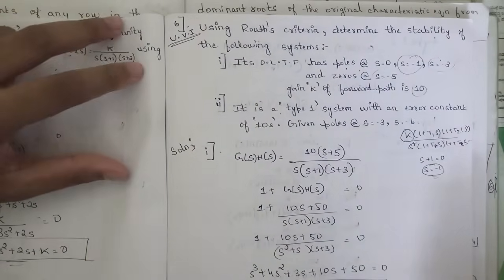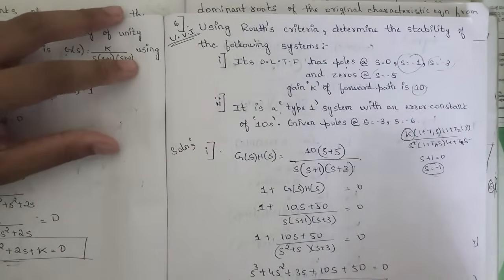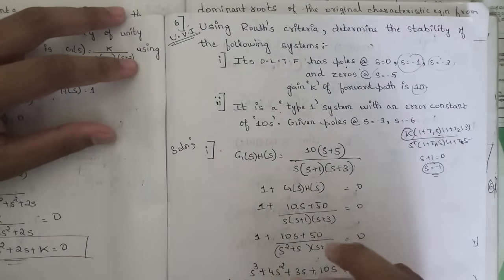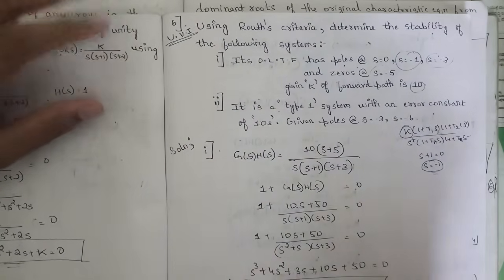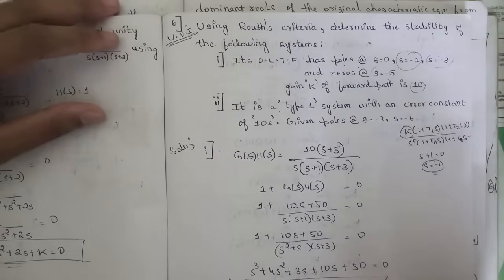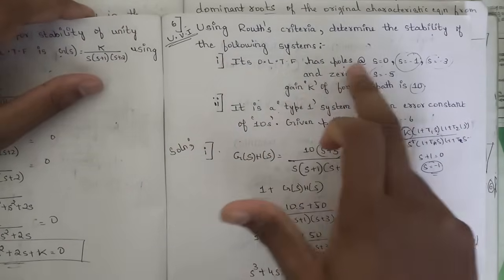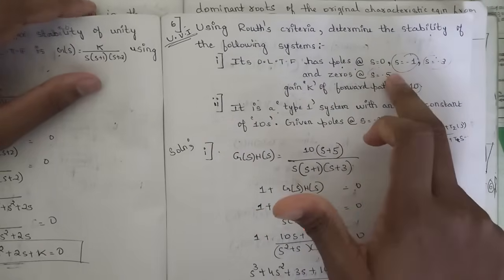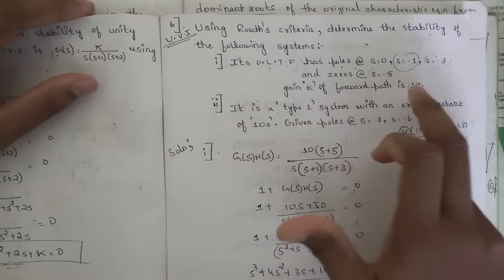And one very important type of question that has been repeated multiple times is in Routh array calculation, where they won't give you direct data, that is, they won't give you the direct transfer function. Sometimes they would give it like this: the open loop transfer function has poles at s equal to 0, 1, 2 and zeros at s equal to 5, and the gain k of the forward path is 10.